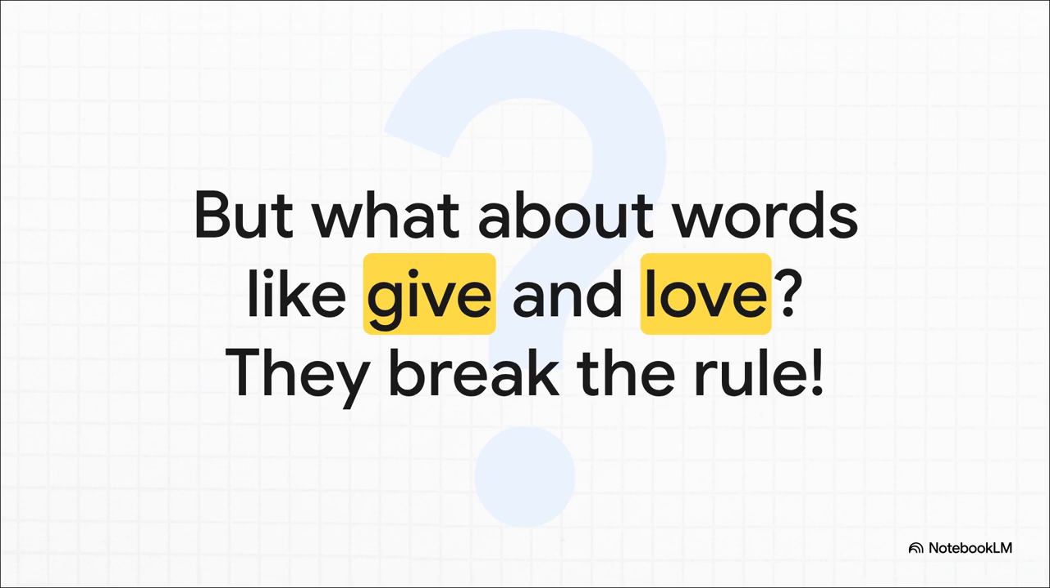Okay, I know what you're probably thinking. That's a nice trick, but what about words like give and love? They have that VCE shape, but the vowels are short. So are they just random exceptions we all have to memorize? It's a fantastic question, and the answer reveals another, even cooler, layer of the code.